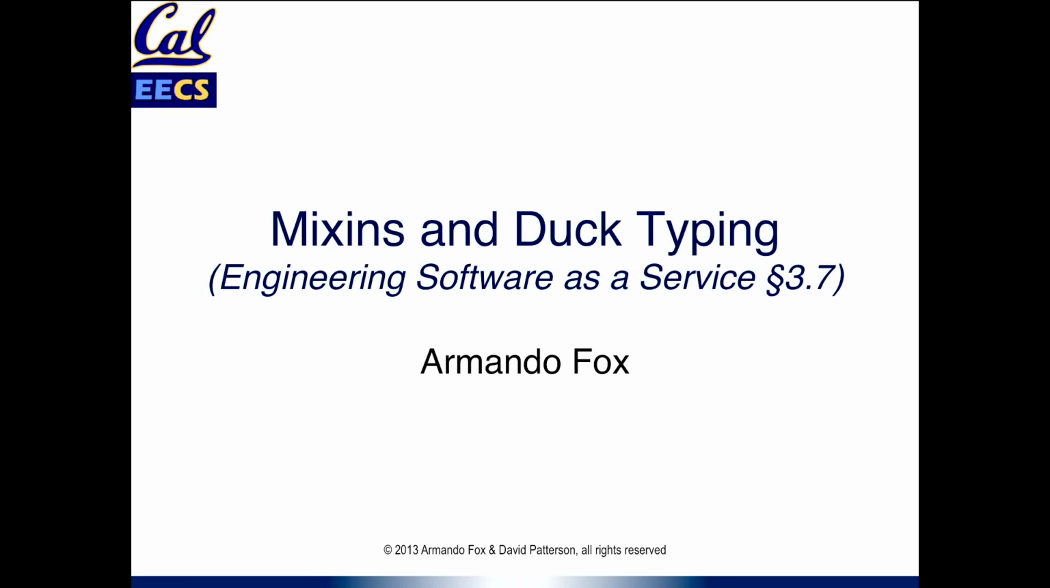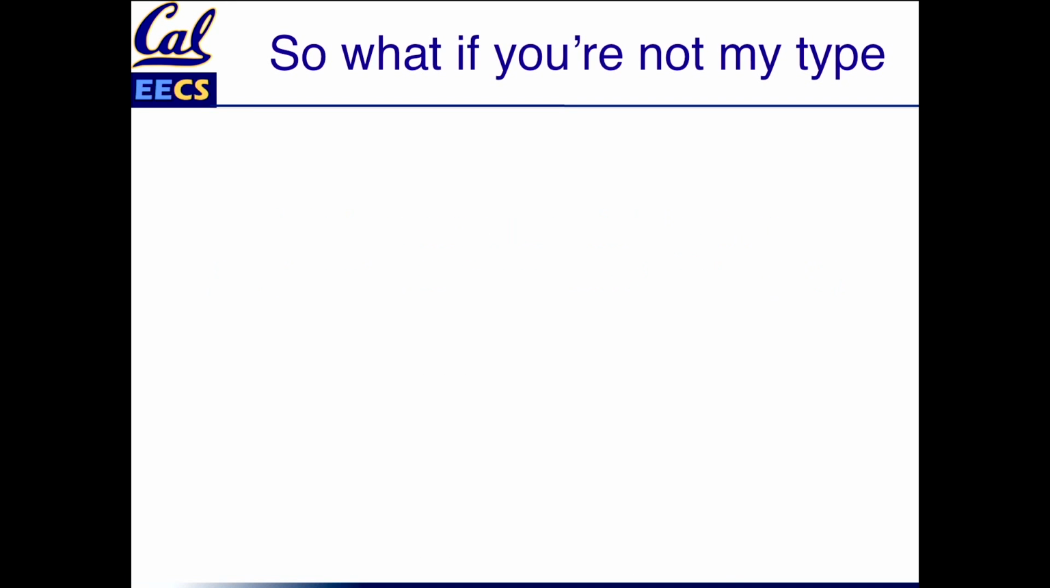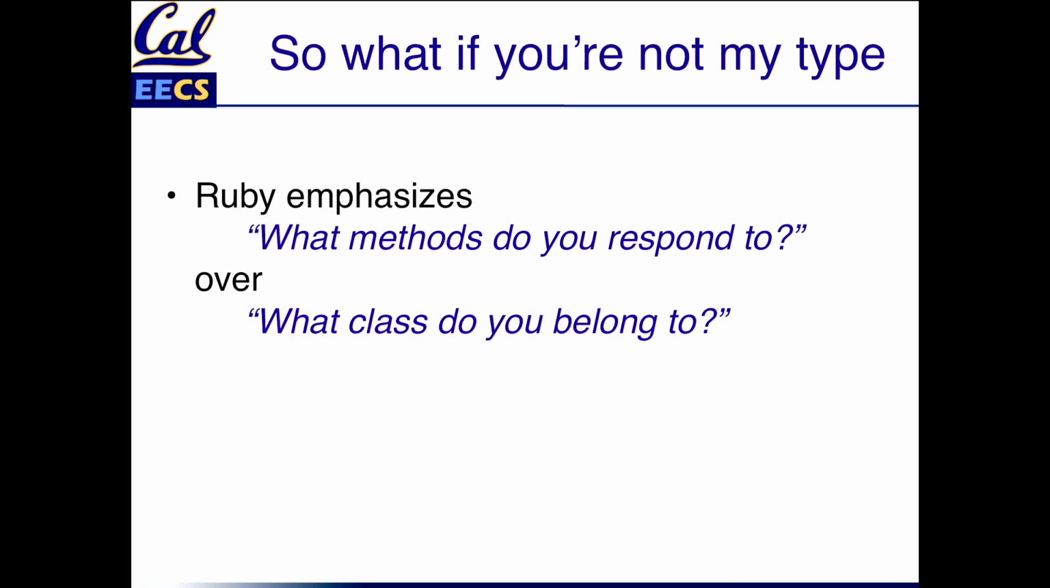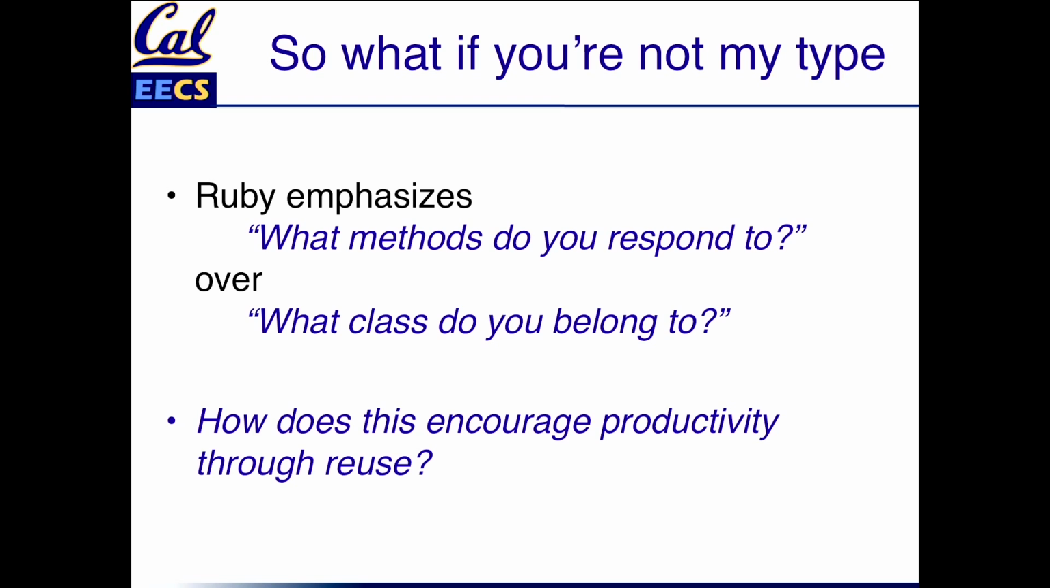Duck typing. This is fun. So, I keep saying, right? Ruby emphasizes what do you do, what methods do you respond to, instead of emphasizing what class are you. So the question is, why should you care about this, right? How does this encourage productivity? What kinds of reuse does it buy you?